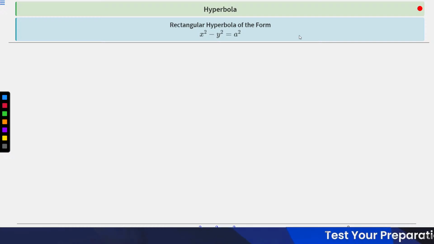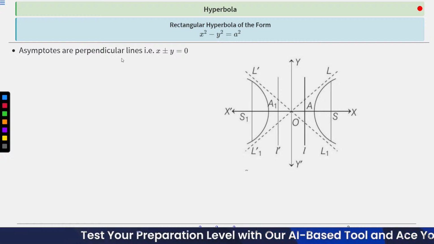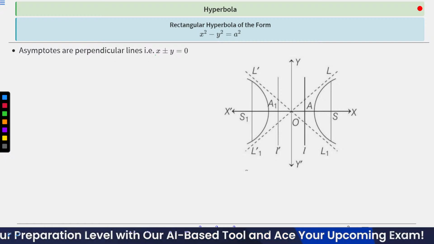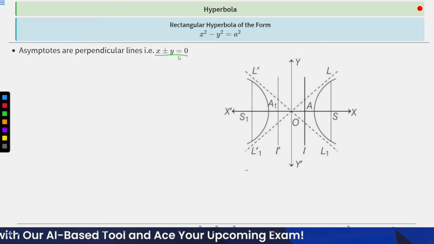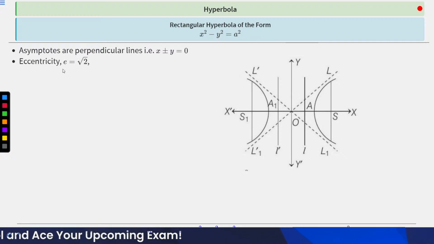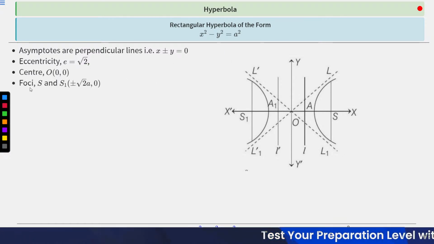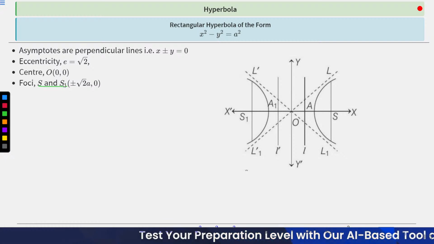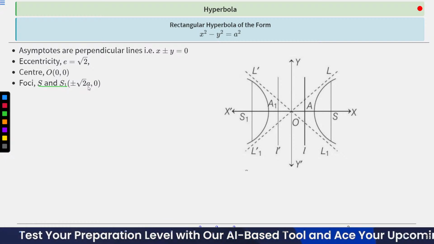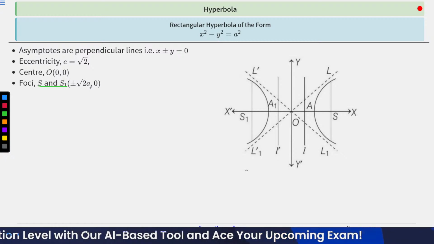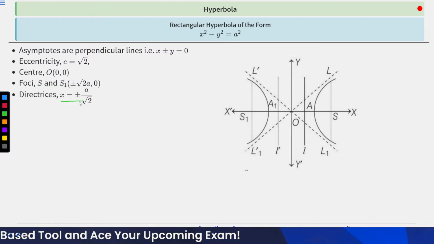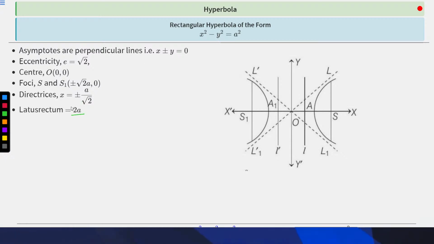Now, a rectangular hyperbola of the form x square minus y square is equal to a square. Asymptotes are perpendicular lines, that is x plus minus y is equal to 0. Eccentricity will be root 2, center at (0, 0). Foci S and S1 will be (root 2a, 0) and (minus root 2a, 0). Directrices will be x equals plus minus a by root 2. Latus rectum length is twice of a.